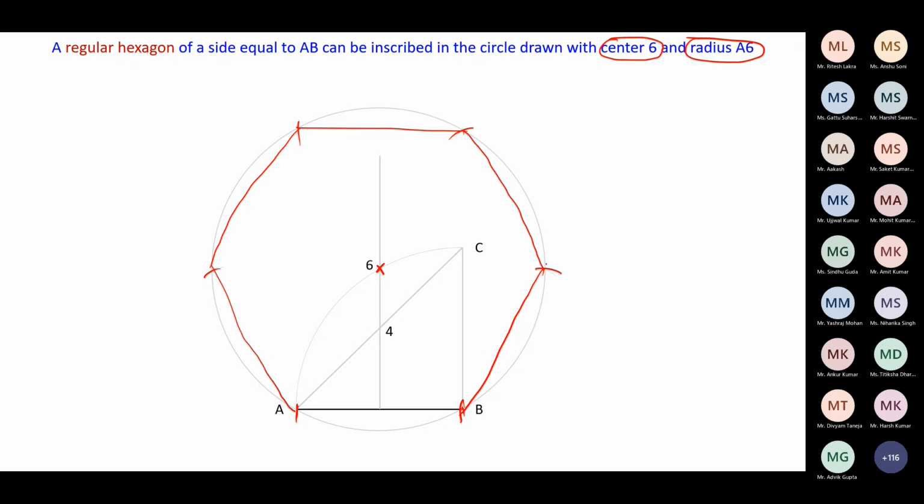Later you can also give the names A, B. C is already given, so you can give the names. So this is the construction of a regular hexagon.